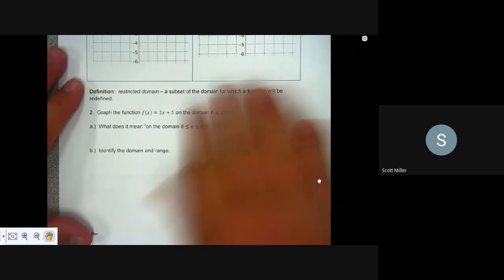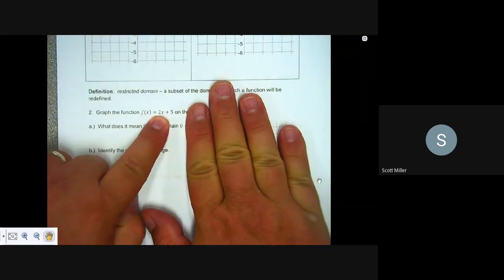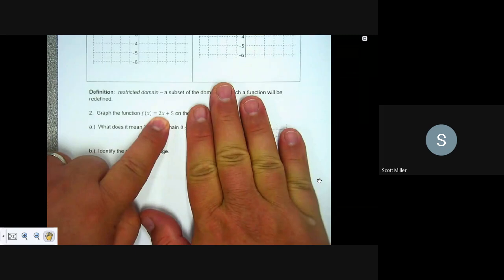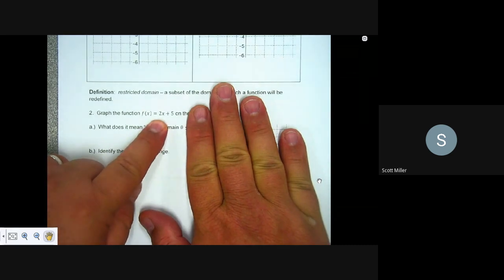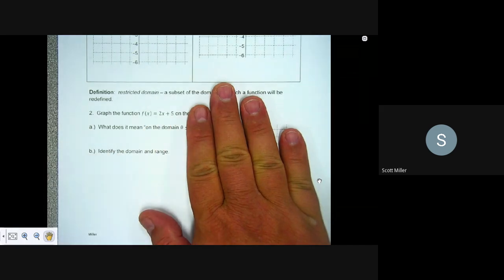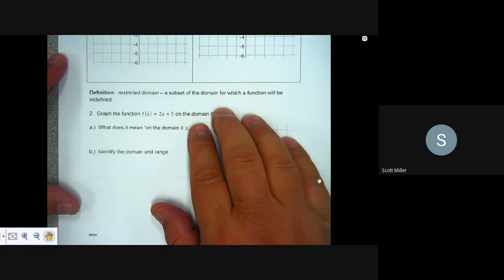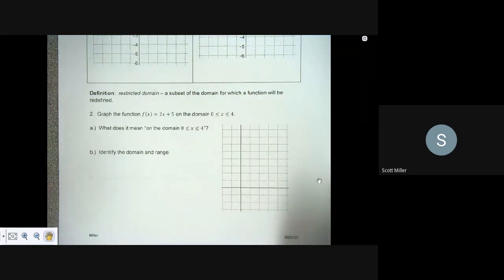That means if I graph this equation right here, 2x plus 5, is a line. Its domain is all the real numbers. Every single number works in here. But for some reason, I might want to just restrict that. I don't want to see every single number on this graph. I want to see only specific parts of this graph. When I do that, that's called a restricted domain. In the real world, you have restricted domains all the time.